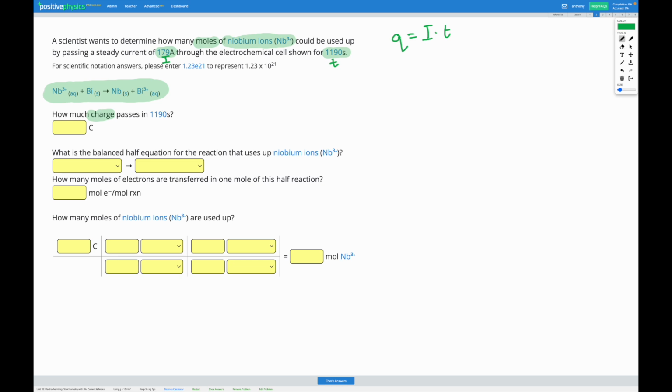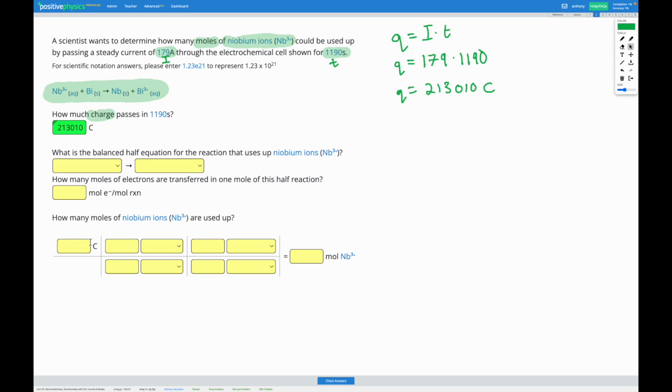So our equation's already rearranged for charge Q, so we can go ahead and just put in our numbers. The current, I, is 179 amps. The time, T, is 1,190 seconds. When we put that into our calculator, we're going to get an answer of 213,010 coulombs. So we can go ahead and fill that in over here. Awesome. Okay. So we've got the amount of charge.